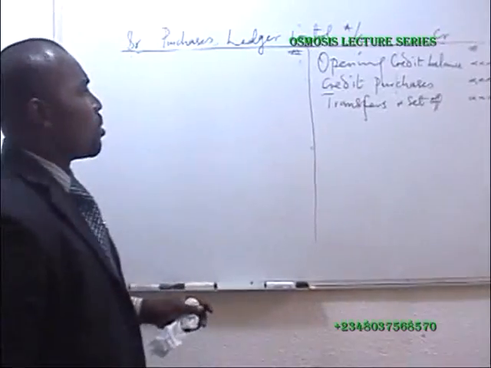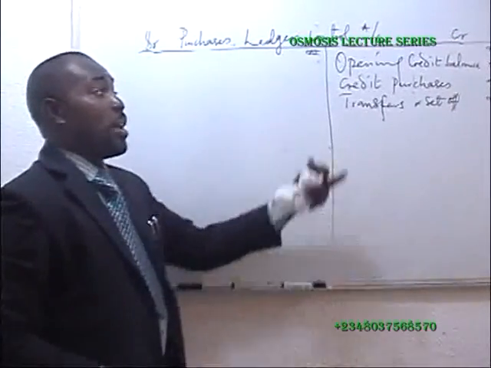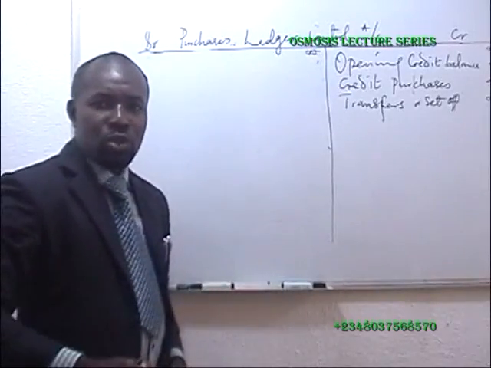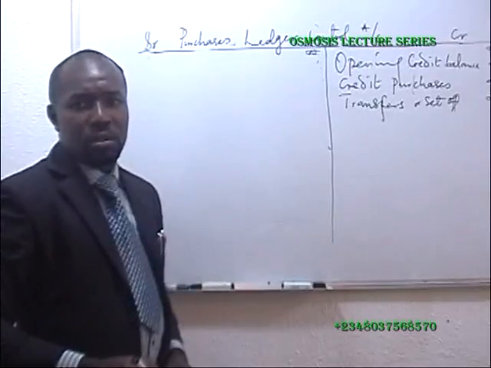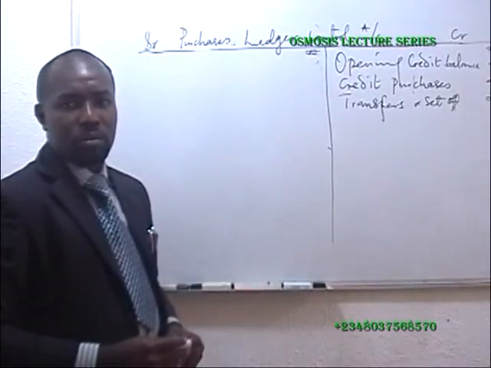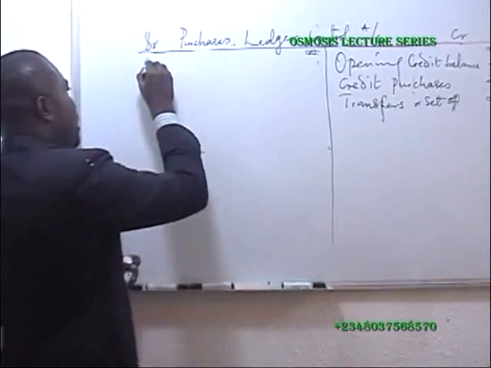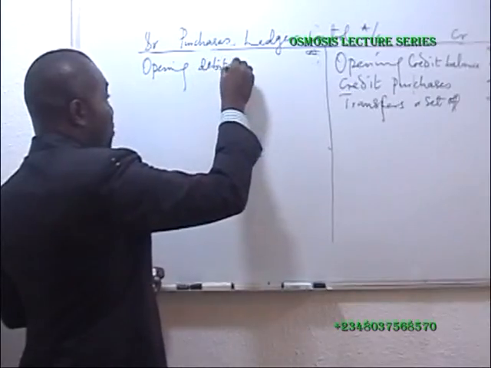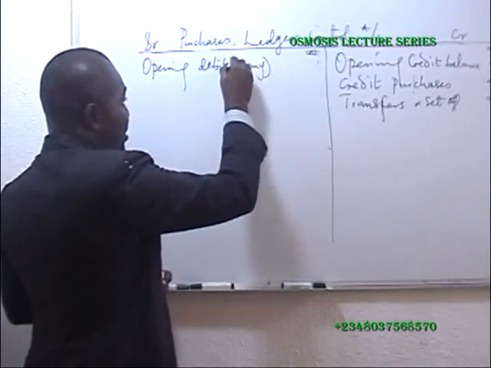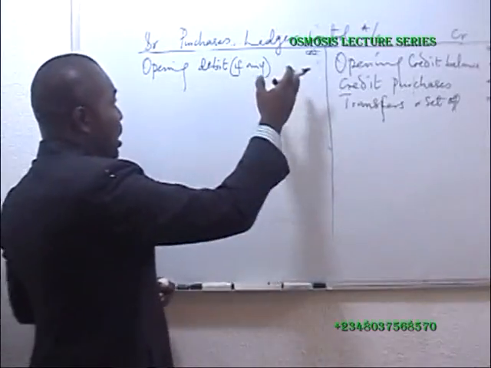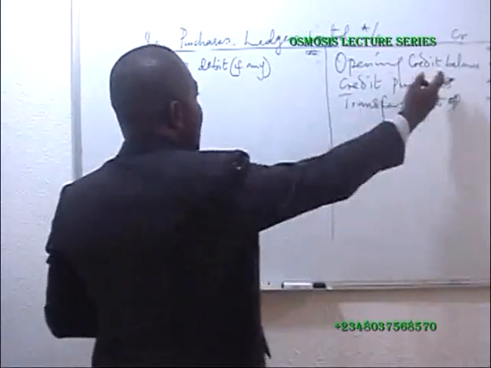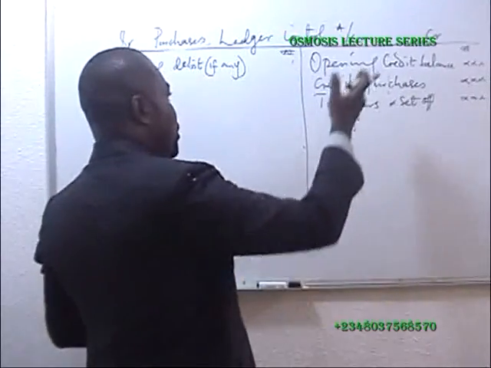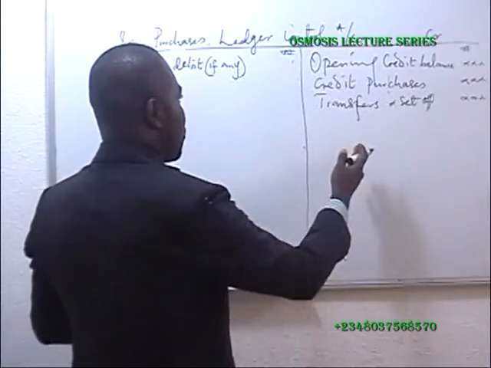And any other item that may arise that may increase your creditors or the amount you are owing to other people. Now, here we have opening debit balance, if any. Remember, the main thing here is that creditor and purchase ledger will make you have what? Creditors, and creditors have credit balance. And for you to increase your creditors, you make more credit purchases.